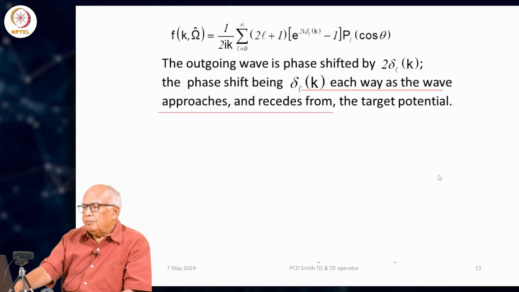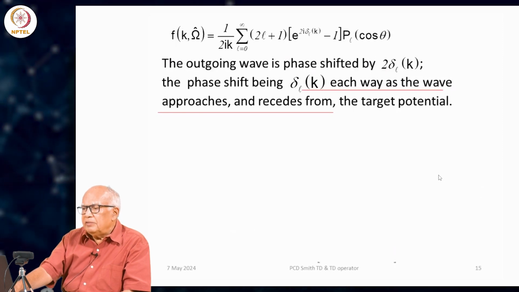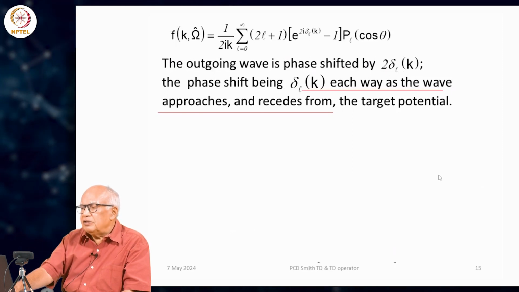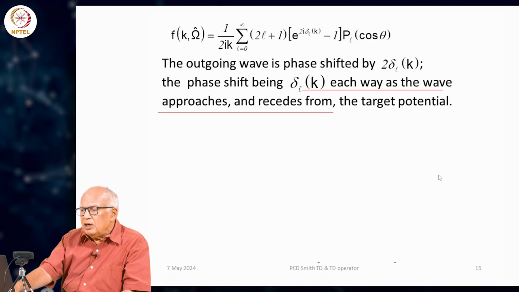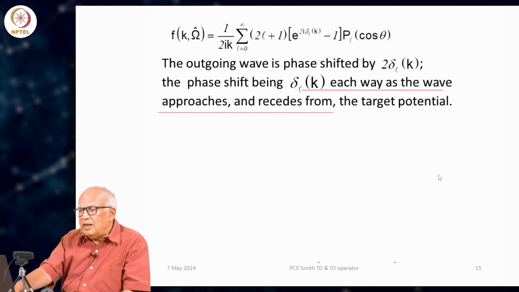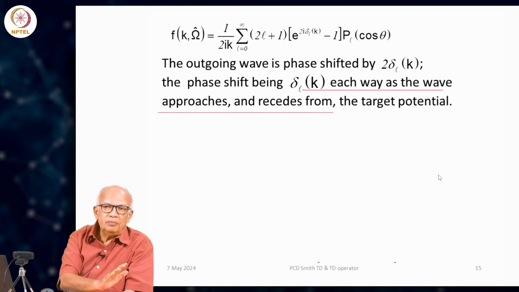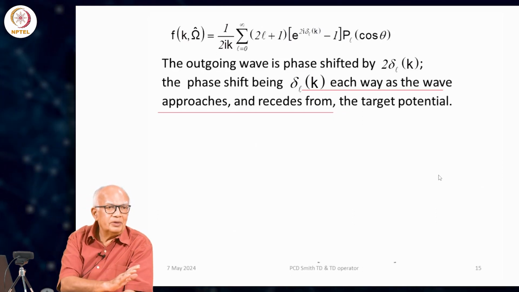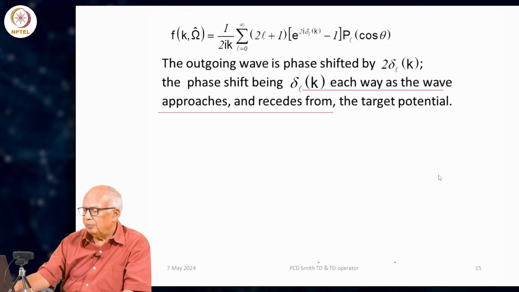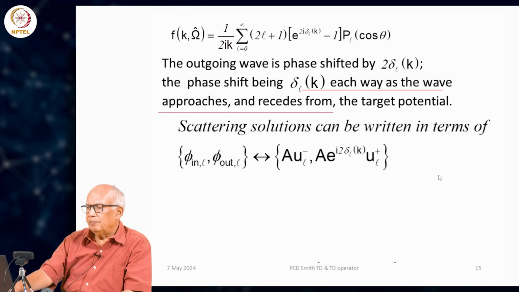And now we see that the scattering amplitude has the phase shift twice delta L, twice delta, because there is a delta each way, as the wave approaches the target and as it recedes. So, that is where the 2 delta is effectively coming from.